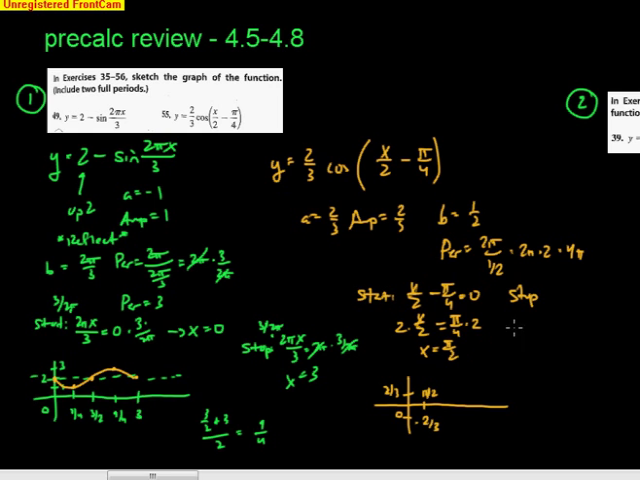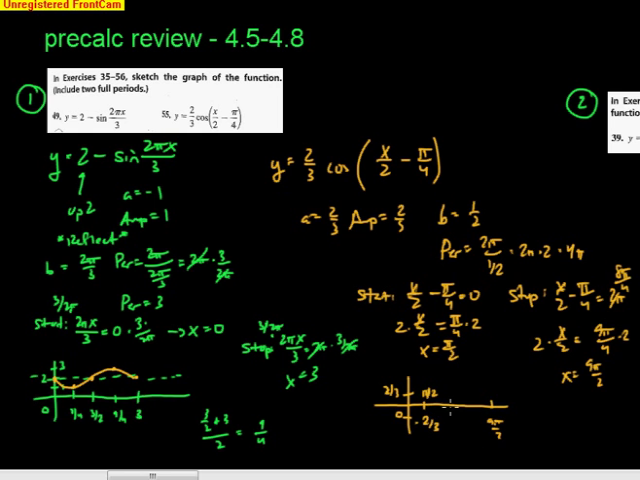right there. And now the stopping point, okay, x over 2 minus pi over 4 equals 2 pi, the ending. We add pi over 4. Pi over 4 and 2 pi is 9 pi over 4, right? This is just 8 pi over 4. Add pi over 4, and then times 2, 9 pi over 2. And that'll be somewhere out here.